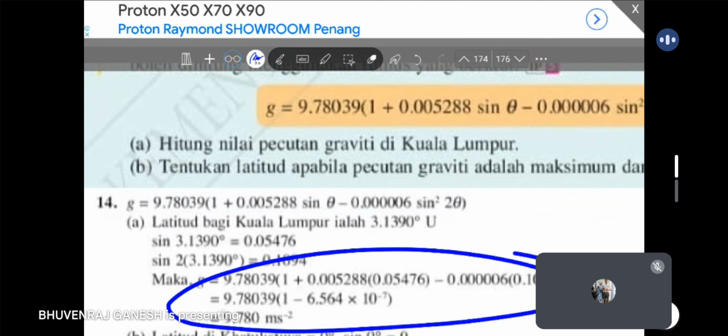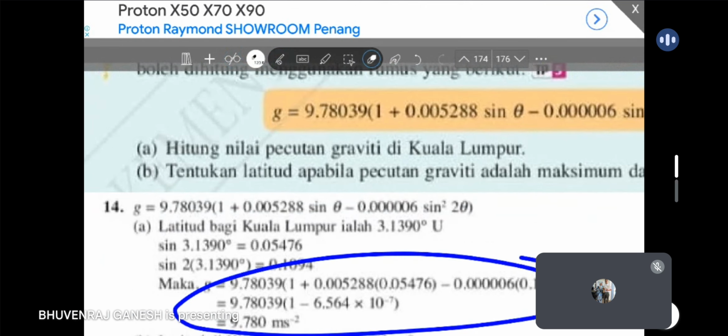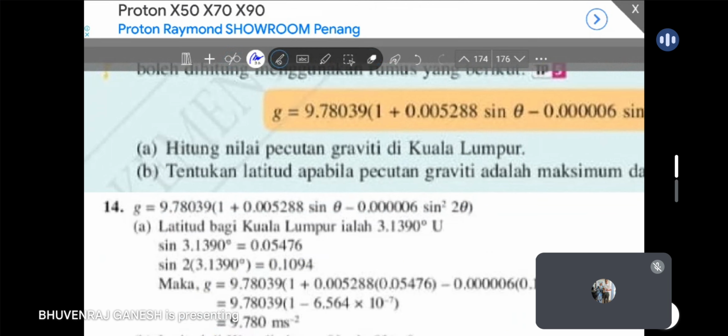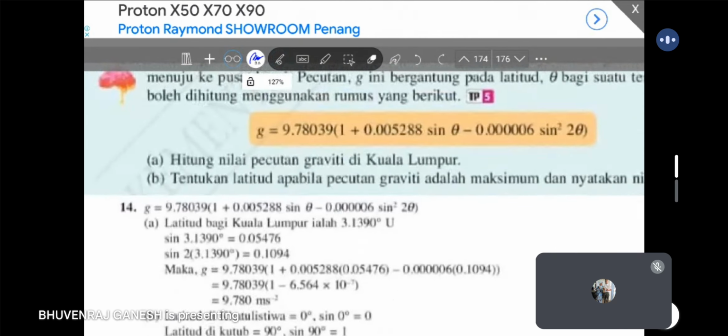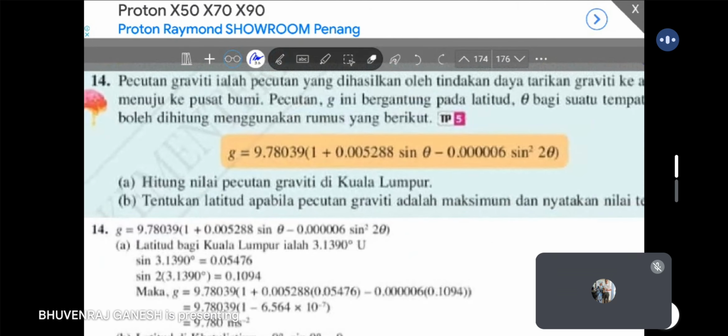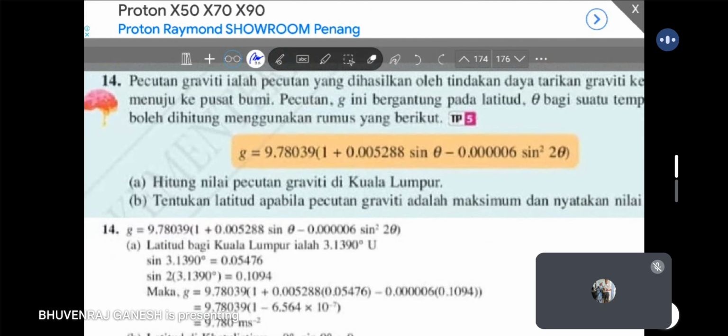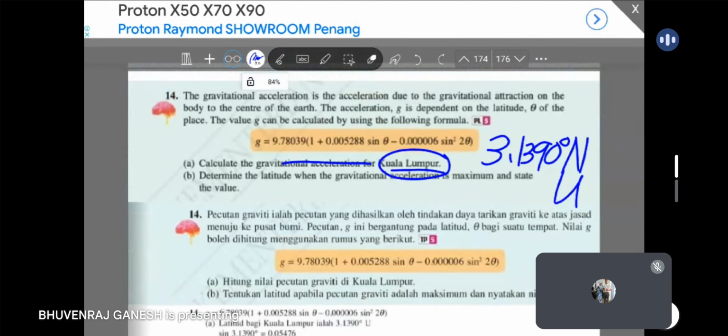Boleh dapat jawapan. Okay, so yeah, you just need to be careful when you press calculator. Whenever you have sine, your mode must always be degree, darjah. Okay, because sine can only apply with degree mode. Radian tak boleh guys, remember. So you will get 9.78 m/s². All right. Okay, so next one.